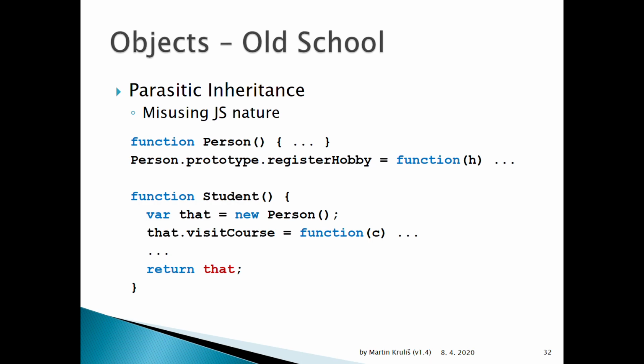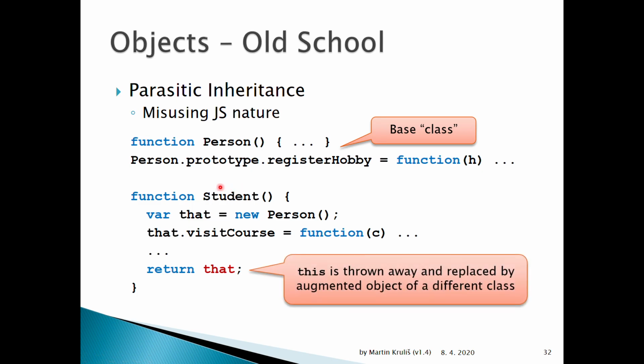I've just given one example of how you can misuse JavaScript properties, JavaScript nature, to tweak inheritance in a very awkward way. This one is called parasitic inheritance, and it's based on object augmentation instead of inheritance. I will explain in short order. So again, let's say that we have this person class constructor, which actually is the base class. Again, it has some method called hobby placed in its prototype, and the derived class is actually student.